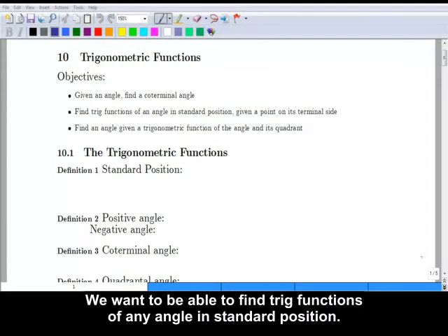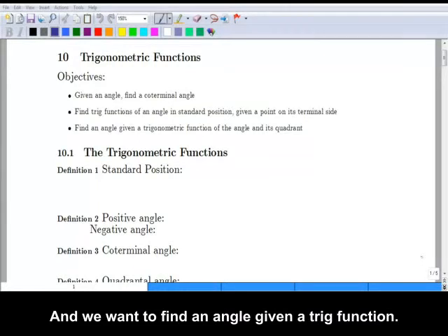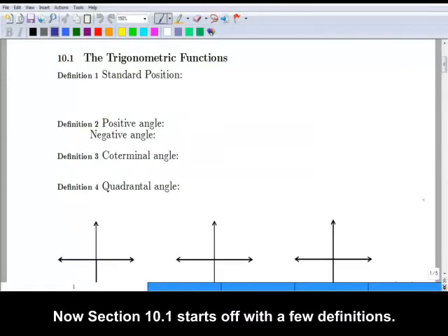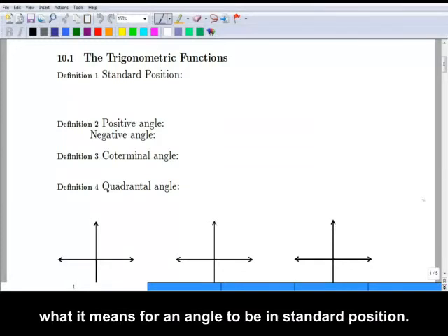We want to be able to find trig functions of any angle in standard position. And we want to find an angle given a trig function. So again, we're going to be using those inverse trig functions. Now, section 10.1 starts off with a few definitions. The first thing is we need to talk about what it means for an angle to be in standard position.